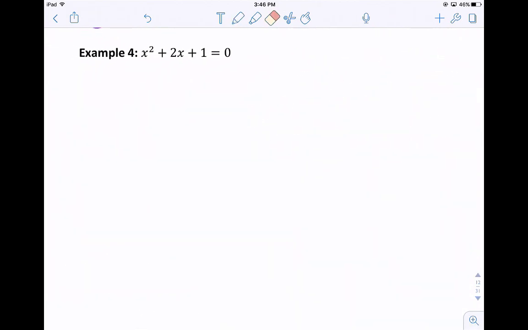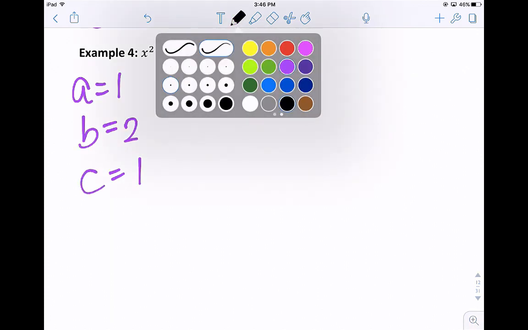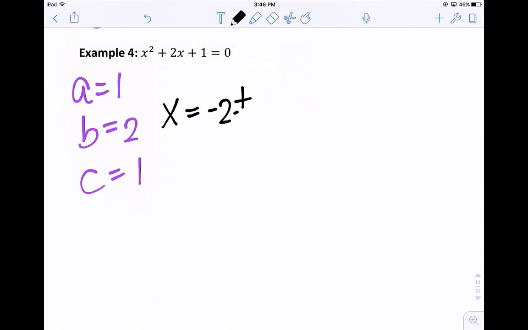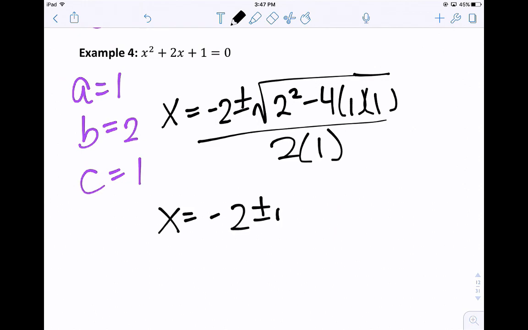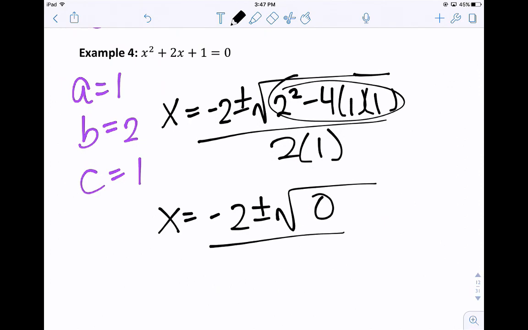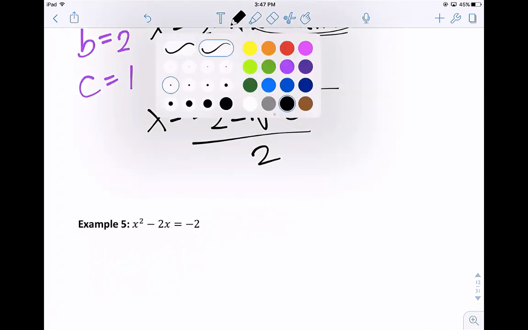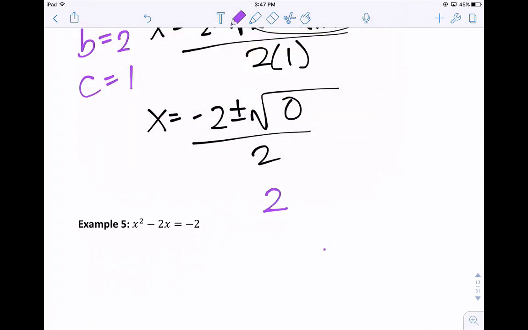So here it is. Identify A, B, and C. Plug into your formula. X equals opposite b plus or minus the square root of b squared minus 4 times a times c all over 2a. So we get x equals negative 2 plus or minus. We get this part right here. 2 squared is 4. 4 minus 4 is 0 over 2. And in this case, we have negative 2 plus or minus 0, which is the same thing. So I'm just going to take that off. So here, it's just negative 2 divided by 2, which is negative 1.